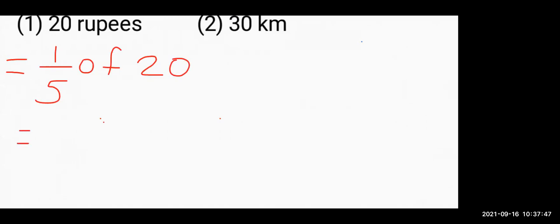So what will be our first step? 1/5 of 20. Yes. Instead of 1 upon 3, 1 upon 5. 1 upon 5 of 20. Now 1 upon 5 of 20 means 20 should be divided by 5. What should be divided by 5? 20 should be divided by 5.